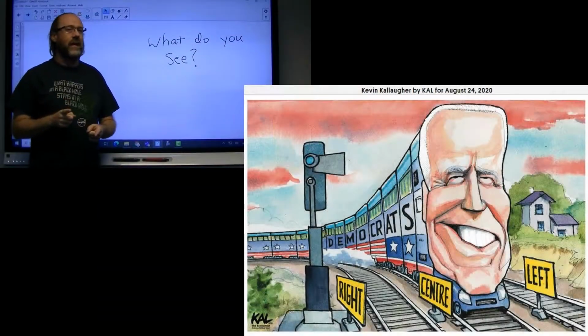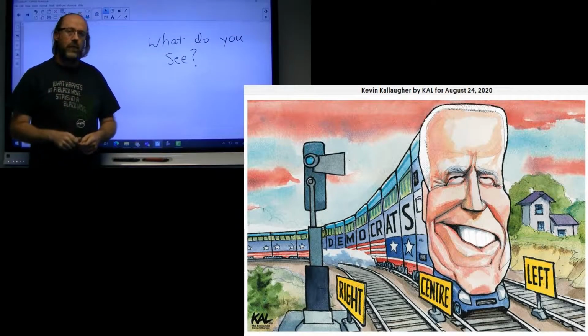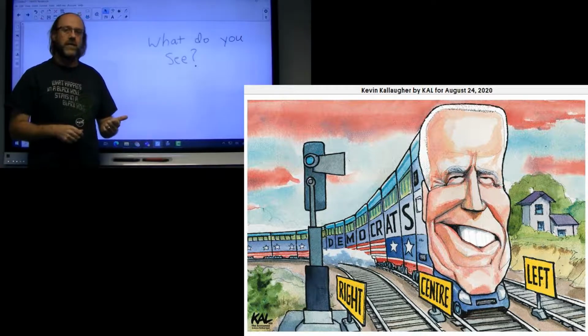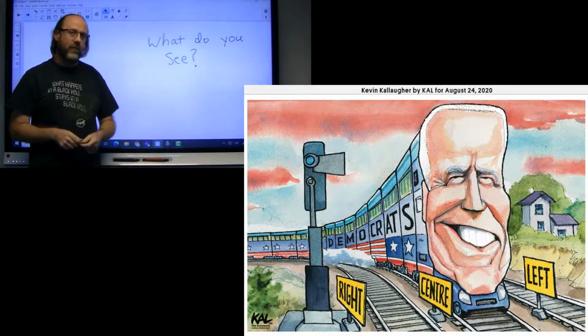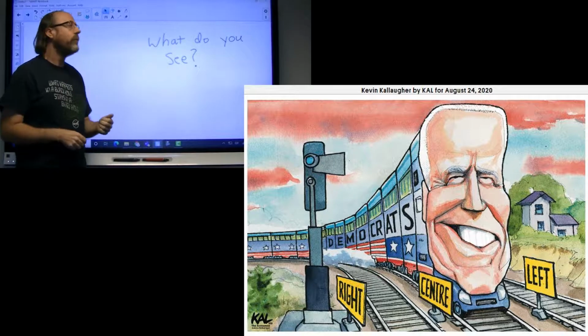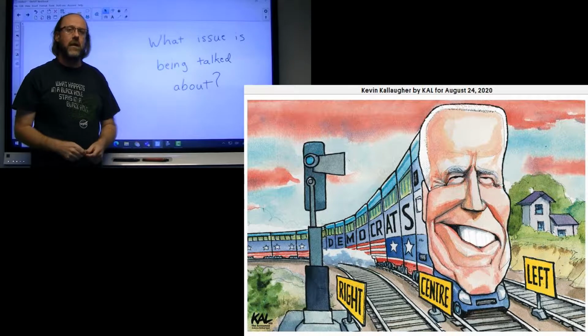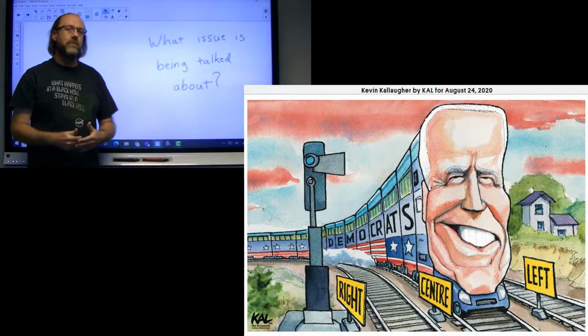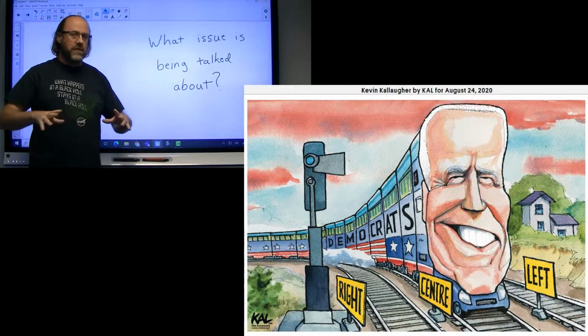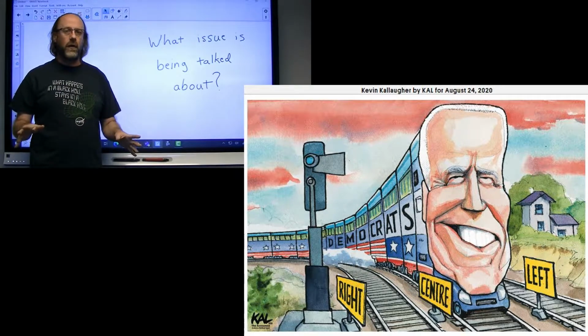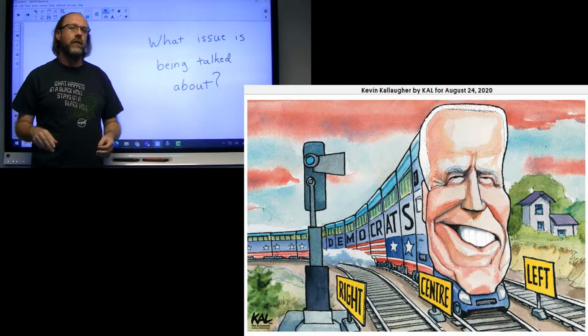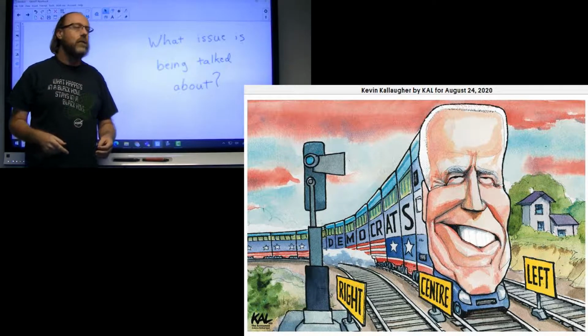All right, pausing again. Back to your paper. Step one, what do you see? This will be the third time around for this, so you should be pretty good at it. Next step, what issue is being talked about? After you've described it, just a basic observation, now you're branching out into that world of what is going on. What are we talking about right now? That's your next step. You're going to be writing those two things down, adding to your list of stuff to do.